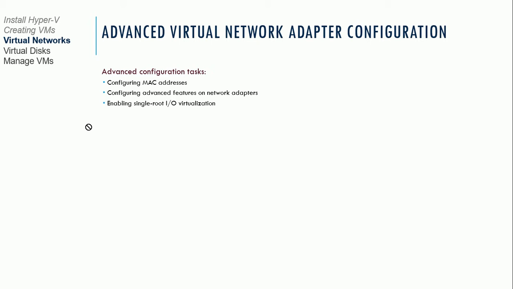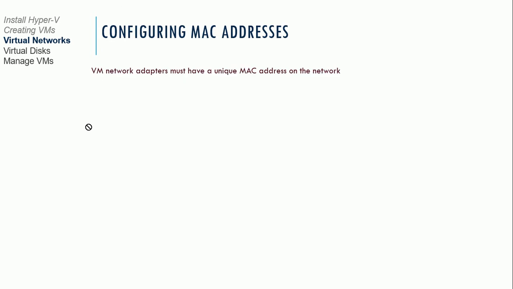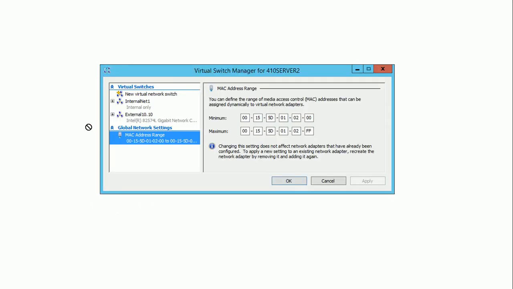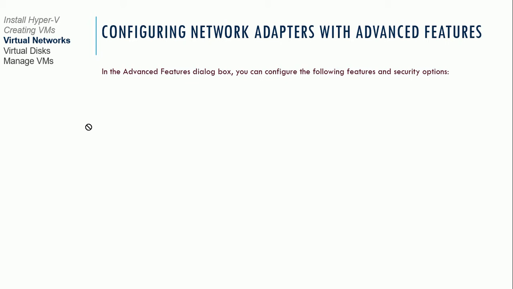You want to make sure that if you set a MAC address and you make a copy of a machine, you're not using the same MAC address in lots of different places, because that could mess up your networking for sure. VM network adapters must each have a unique MAC address on the network. Hyper-V must assign a MAC address to each network adapter connected to a virtual network, and they're assigned dynamically from a pool. The pool contains 256 addresses by default, but that can be changed. You can also expand that pool if you like. But as I said before, you can also manually set the MAC address, so you can set that range if you want to. In the Advanced Features dialog box, you can configure some other features and security options.